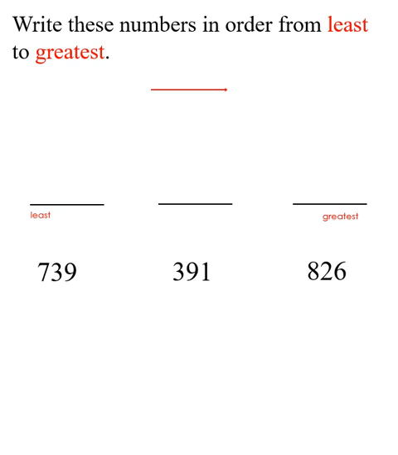So 391. Then I have to look at the other two, 739 and 826. I see that 7 is smaller than 8, so I know 739 is going to come next. So let's write 739 on the next line.